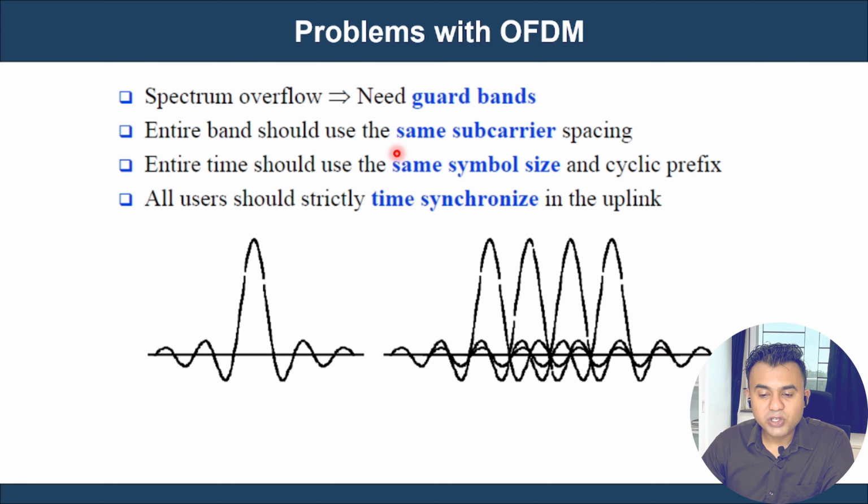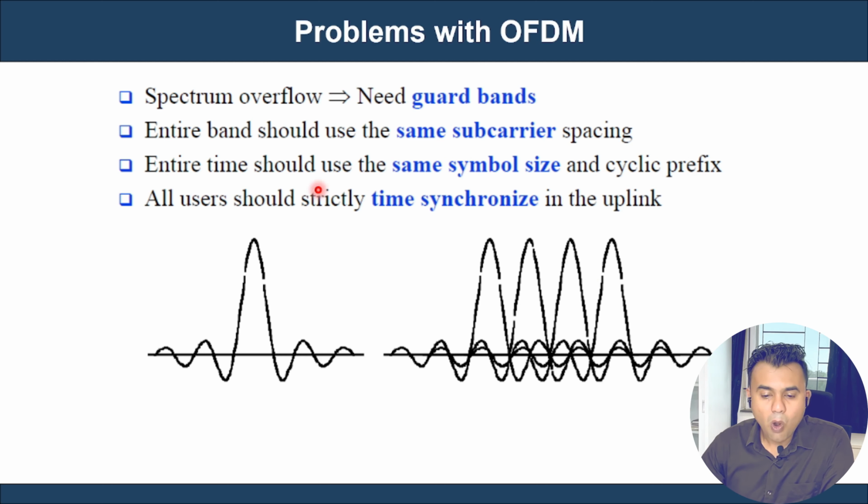The entire band should use the same subcarrier spacing. Now this is a second problem. Let's say this is my carrier 1, carrier 2, carrier 3, and so on. They have to use the same subcarrier spacing. This is one more problem. The entire time should use the same symbol size and cyclic prefix. Now this is the second problem.